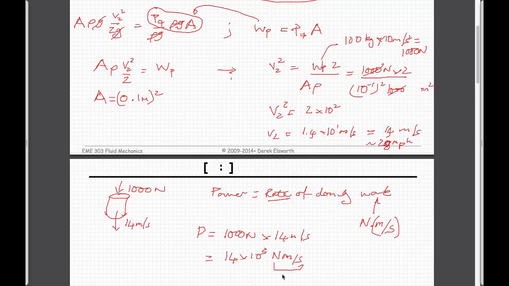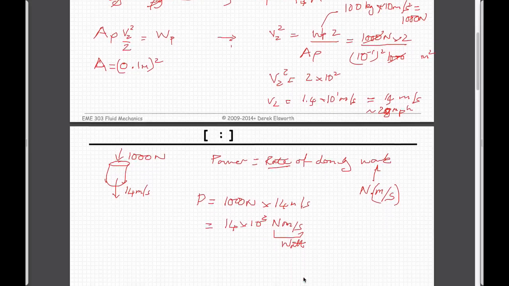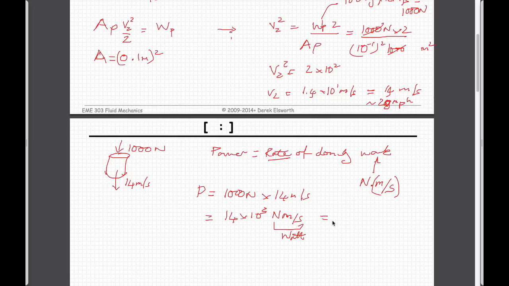A Newton meter is a joule. A Newton meter per second is a watt. And so apparently the amount of power we need is of the order of 14 kilowatts. No idea whether that's the right size. I looked up again on Google last night what the conversion factor is from watts to horsepower. Apparently 1 kilowatt is about equal to 1 horsepower, so it's about 14 horsepower. Right order of magnitude, I guess. I'm not really sure exactly what it should be, but it's not a crazy number.